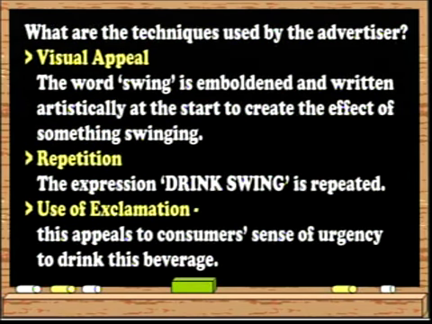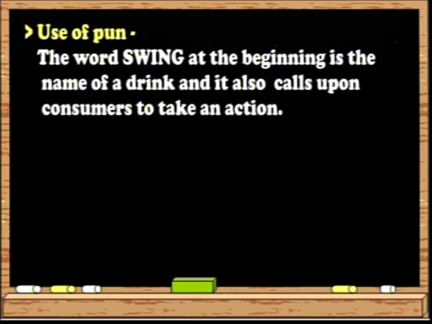What are the techniques used by the advertiser? Visual appeal. The word swing is emboldened and written artistically at the start to create the effect of something swinging. Repetition. The expression drink swing is repeated. Use of exclamation. This appeals to consumers' sense of urgency to drink this beverage. The use of pun. The word swing at the beginning is the name of a drink, and it also calls upon consumers to take an action.